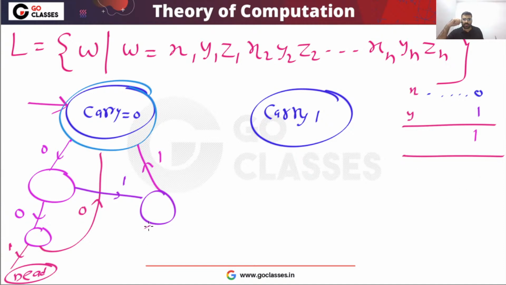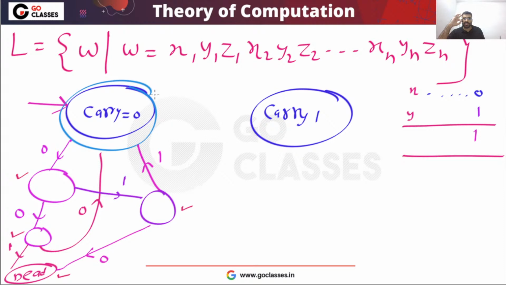In this state, if 0 comes, then what should happen? I will go to the dead state. Correct? Now you can notice this state is done. This is the dead state. This state is over. Okay, so all these states are over.